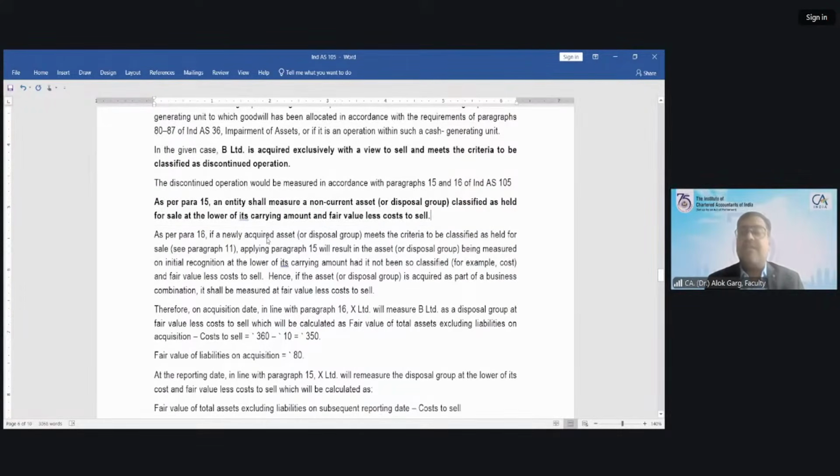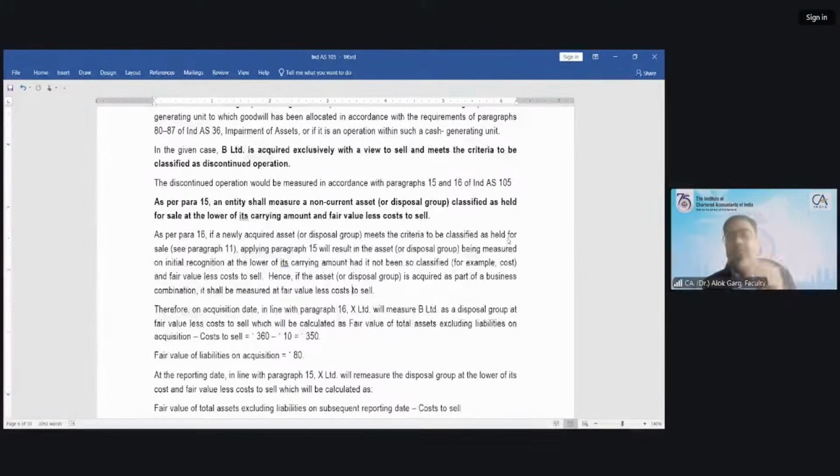And paragraph 16 says that if a newly acquired asset or disposal group meets the criteria to be classified as held for sale, applying paragraph 15 will result in the asset being measured on initial recognition at the lower of the carrying amount had it not been so classified and fair value less cost to sell. Hence, if the asset is acquired as part of a business combination, it shall be measured at fair value less cost to sell. To cut a long story short, it has to be measured at cost or fair value less cost to sell, whichever is lower, right?